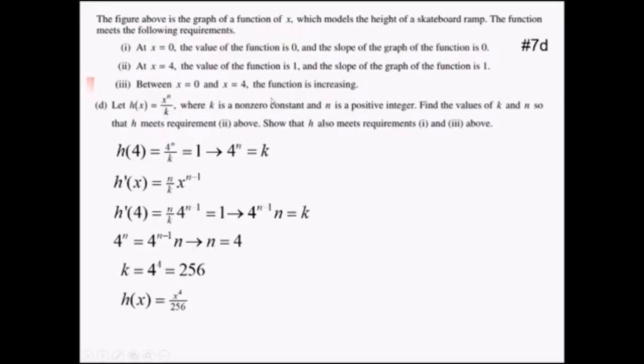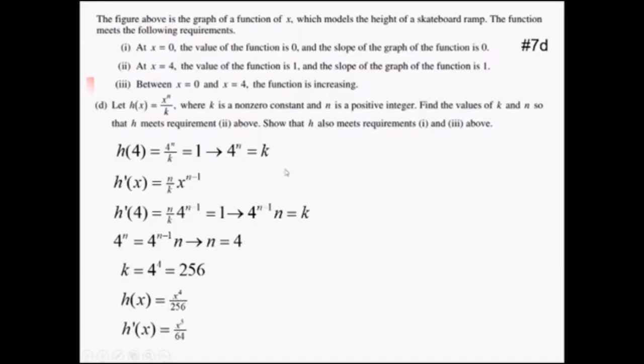And looking ahead at conditions 1 and 3, in condition 1, they're talking about the slope of the graph of h. In condition 3, they're talking about increasing. So to do both of those conditions, I also need to know h prime. So let me go ahead and find that, because I know I'm going to need it down the road. So using my power rule, we've got 4 over 256, which is 1 over 64, and then x cubed.